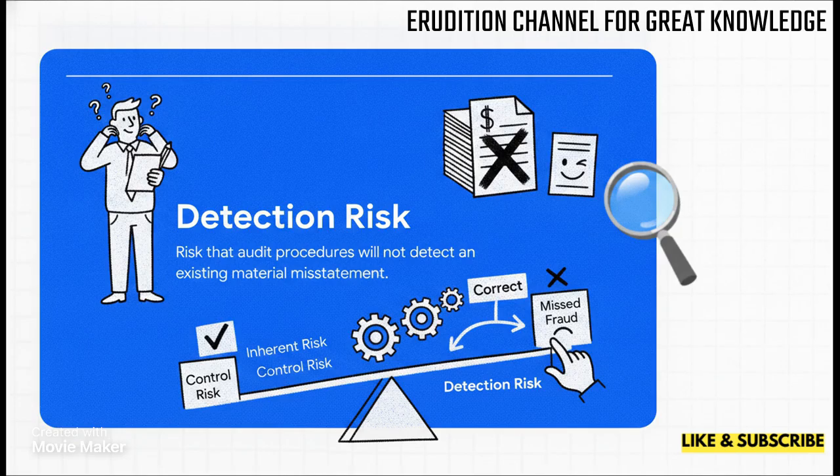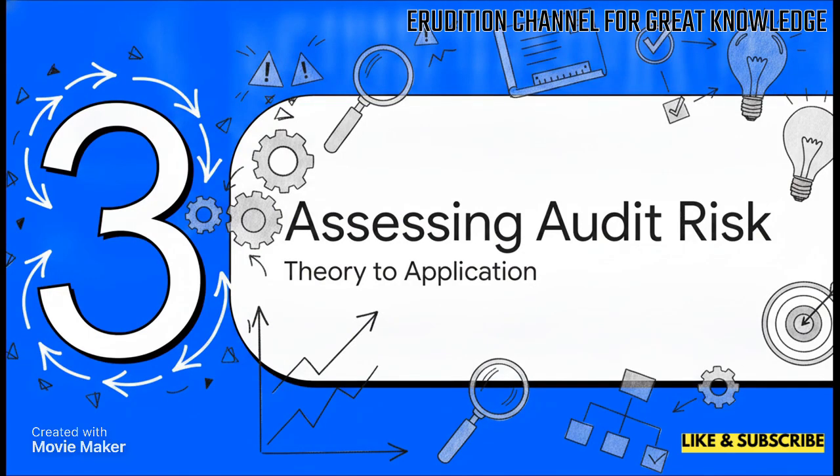You're walking straight into a detection risk. You might verify the math perfectly, but completely miss that the entire transaction was fake. To keep overall audit risk low, you have to constantly adjust your procedures to keep detection risk acceptably low based on your assessment of the inherent and control risks. Which brings us to Section 3, Assessing Audit Risk.